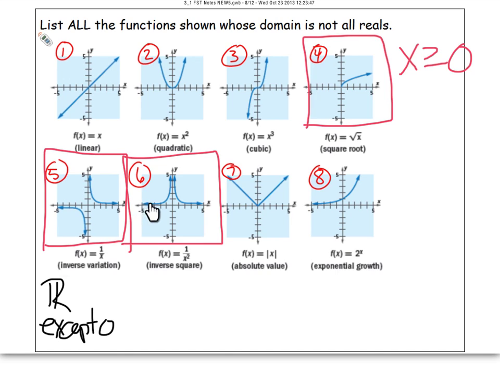Similarly, this one in the negative x's, I have graph. In the positive x's, we have graph, but at 0, we don't. So the domain for this is going to be all reals except 0. This graph right here, there's no break in it. It's just fine. In this graph right here, there's no break in it. It's just fine. So graphs 1, 2, 3, 7, and 8, their domain is all reals.